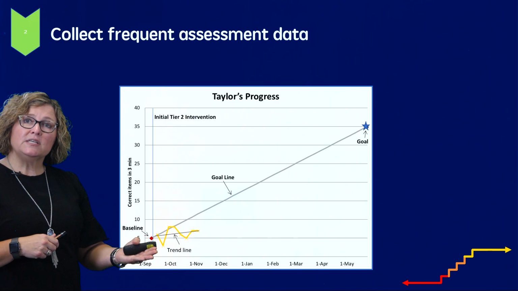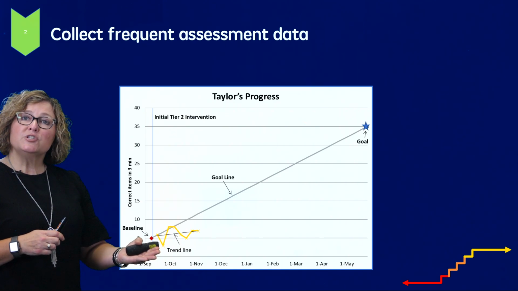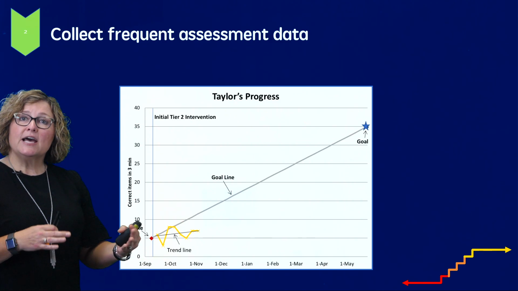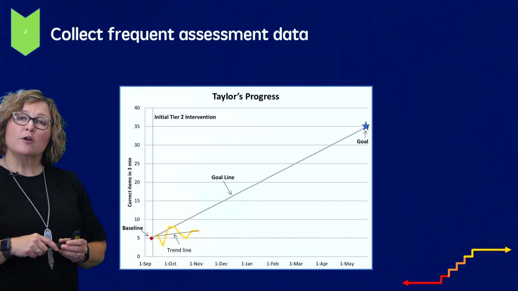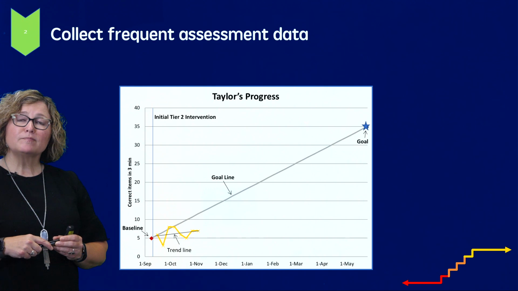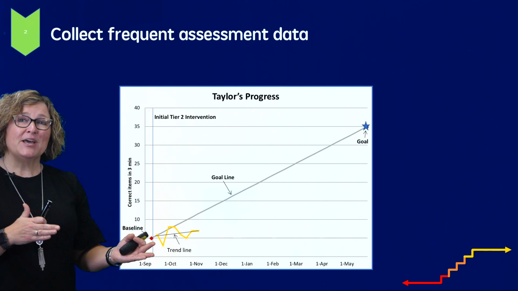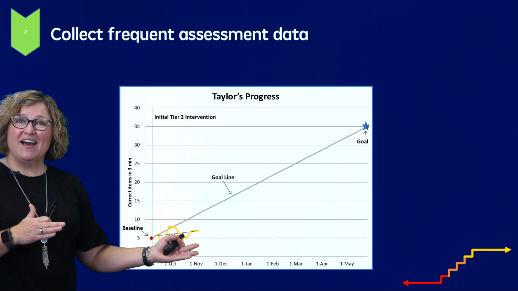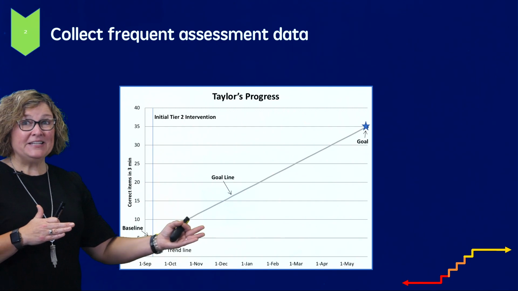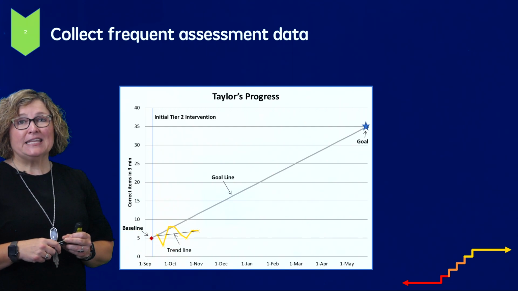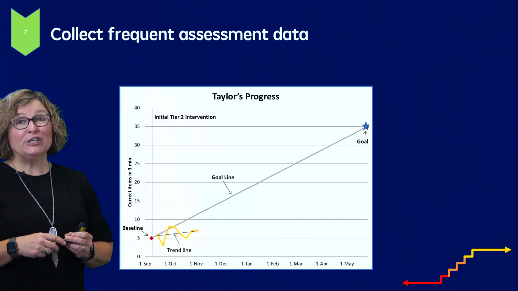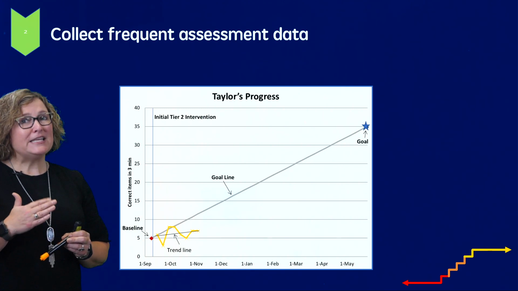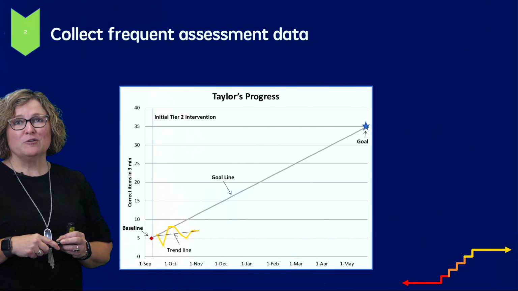So down here you see some data points that Mr. Klein has started to collect as part of his frequent progress monitoring of Taylor. I think that you're already probably looking at this graph and thinking about Taylor's data, looking at the trend line, and maybe comparing to goal line and understanding that at this point, looking at this data, Taylor is not on track to meet her long-term goal.